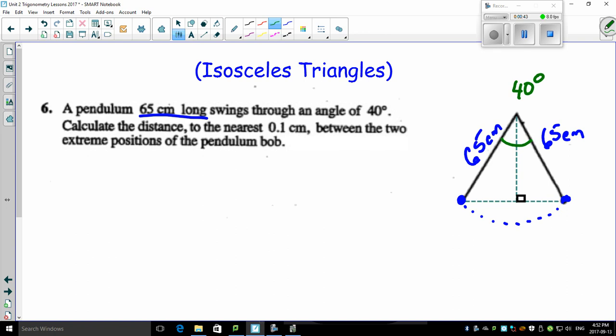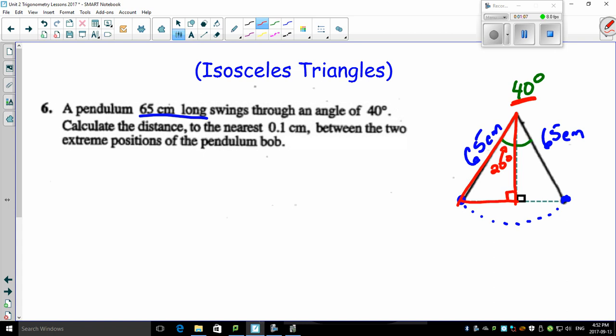Well, wait a second. This is not a right angle triangle unless I look at half of the swing at a time. Look, I'm going to look at it half at a time. This is a right angle triangle. This obviously then is my hypotenuse. This angle here then must be half of this, which is 20 degrees. Now I can start solving something.